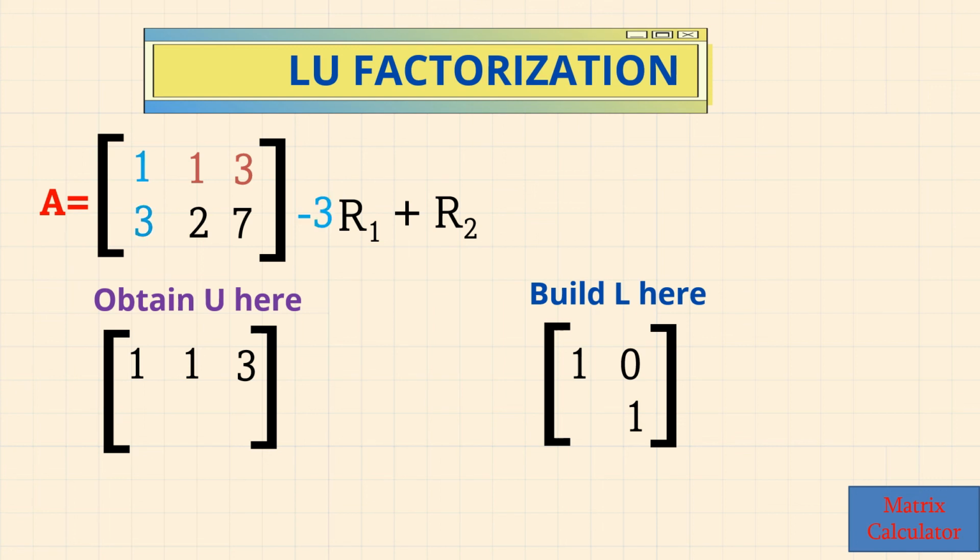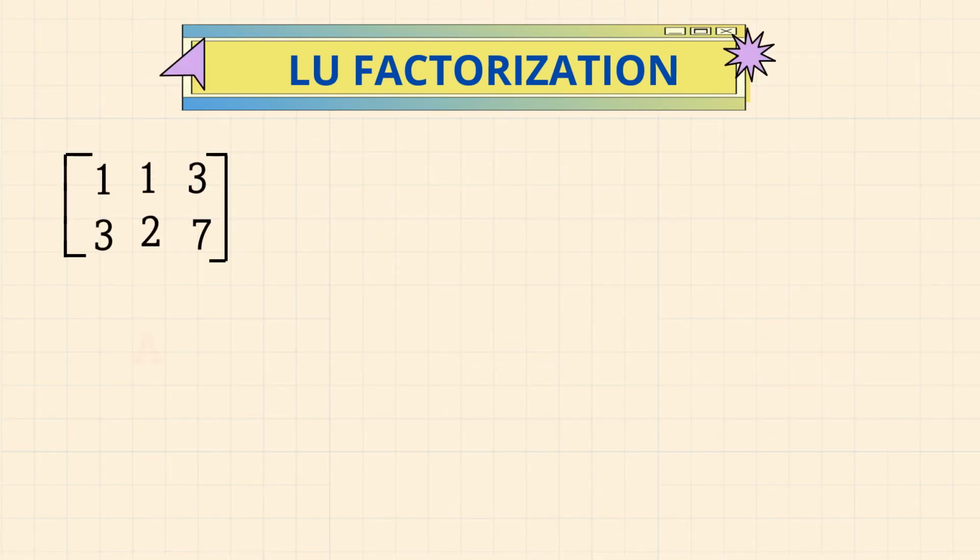Negative 3 times 1 is equal to negative 3 plus 3 is equal to 0. Negative 3 times 1 is equal to negative 3 plus 2 is equal to negative 1. Then negative 3 times 3 is equal to negative 9 plus 7 is equal to negative 2. So we already obtained U. And for the lower triangular matrix, we're going to get the opposite of negative 3, which is positive 3. And this is our L, the lower triangular matrix. And this is our final answer.